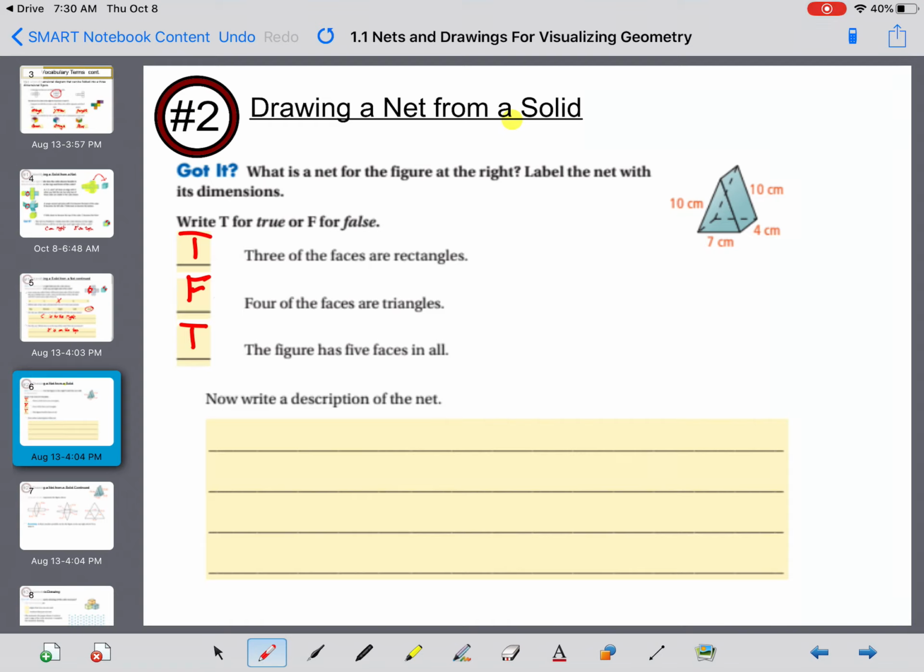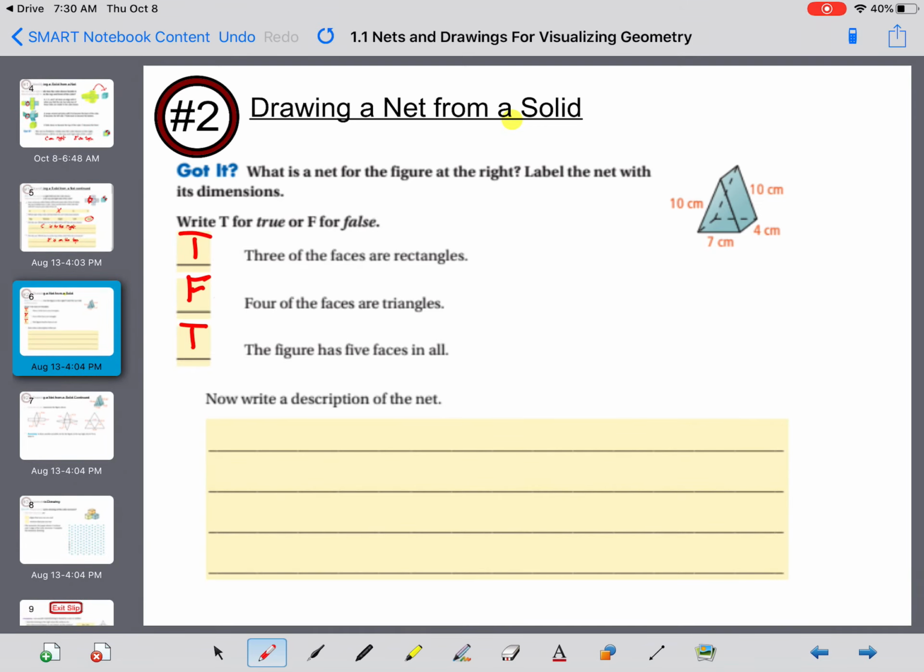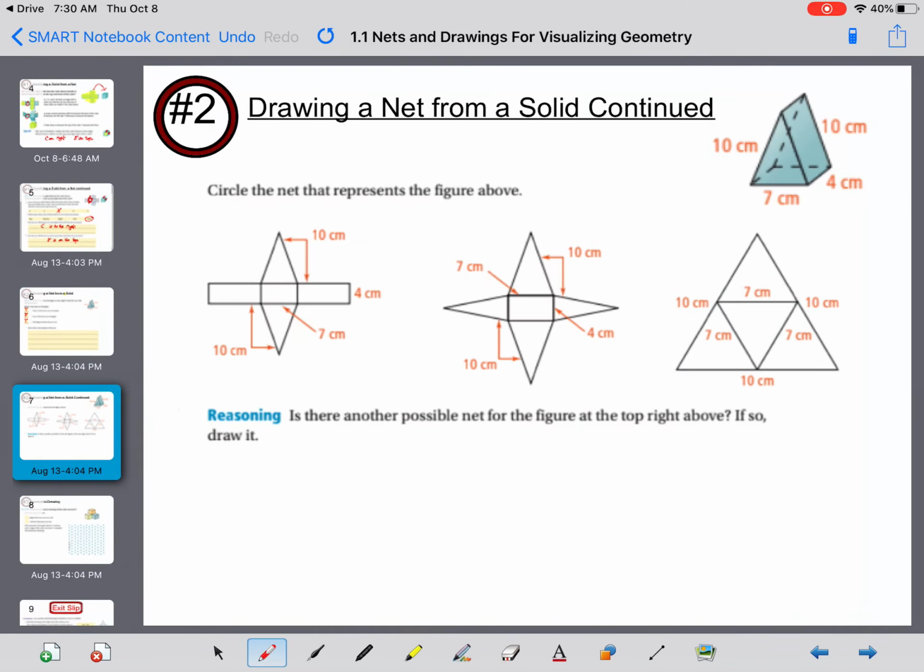So write a description of the net. The net we don't know yet, so we can come back and fill this out. It says circle the net that represents the figure above. So the same figure, the top corner.